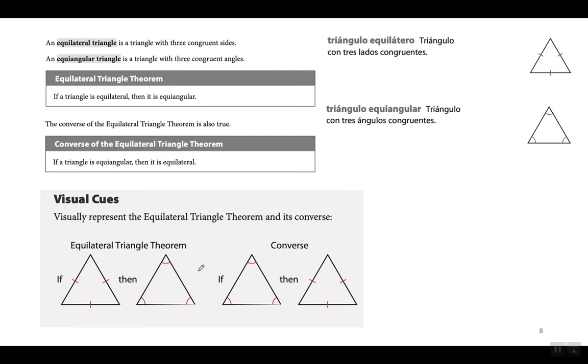And just here's a visual representation of what it says here. If all 3 sides are the same, then all 3 angles got to be the same. And if all 3 angles are the same, all 3 sides got to be congruent. If all 3 sides are congruent, all 3 angles are congruent as well. And if all 3 angles are congruent, then all 3 sides are congruent.